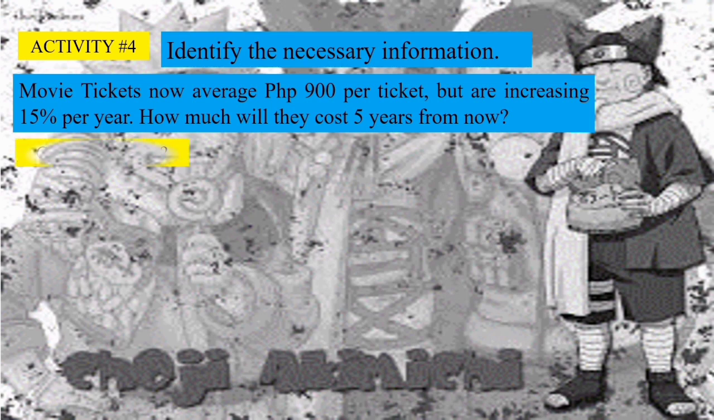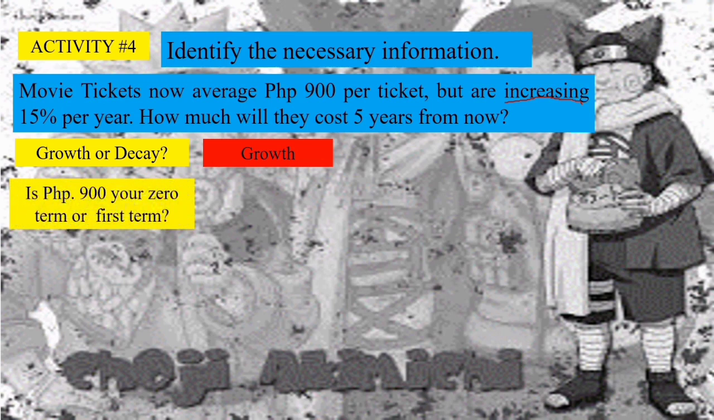So let's identify if it is a growth or exponential decay. Based from the given situation, meron kasi siyang word na increasing. So ibig sabihin, ito yon, yung increasing. Ibig sabihin, nag-i-increase siya, therefore, exponential growth. Next is 900 pesos your zero term or your first term. Siyempre, yun yung umpisa mo, therefore, that is your zero term.